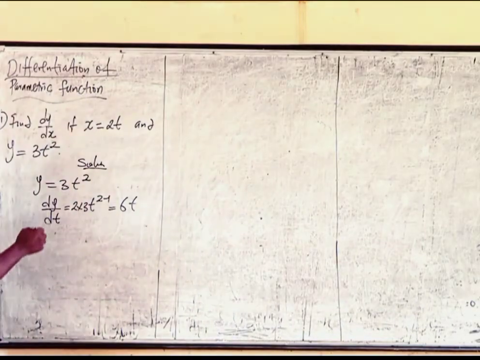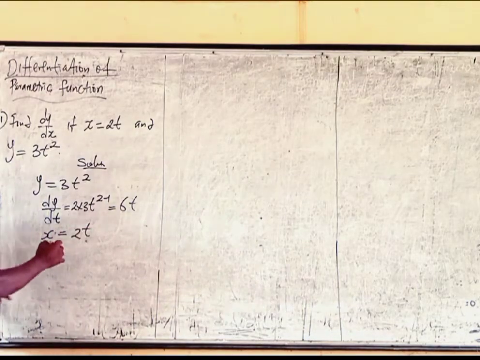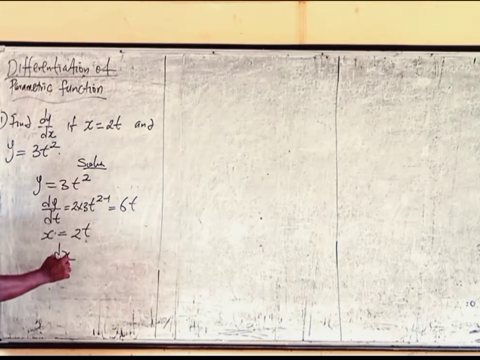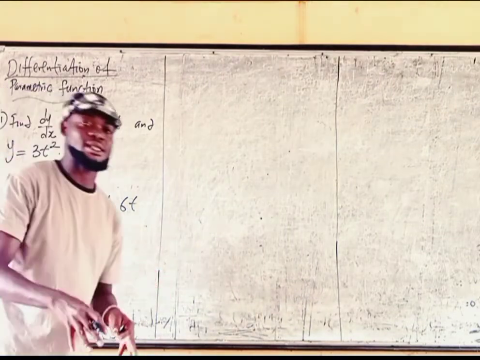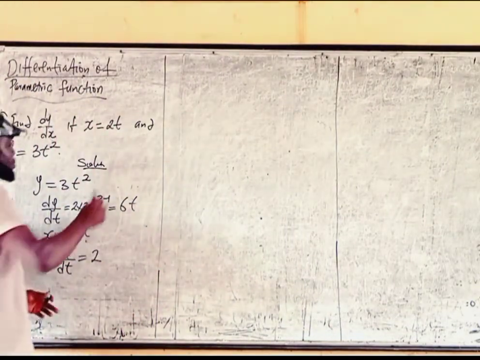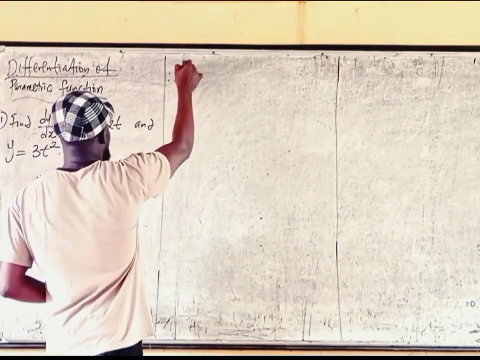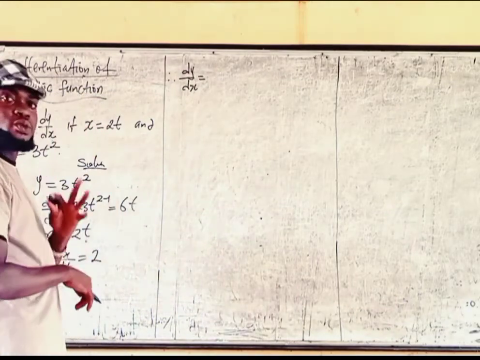So we have already done dy over dt. Now let's check for x. The second equation is x equals 2t. So let's also differentiate this x with respect to t. The dx over dt will be equal to, differentiate 2t, the answer will be 2. Remember, when we differentiate ax, the answer will be a. Just the same approach. So therefore, dy over dx will be equal to, now two ways.